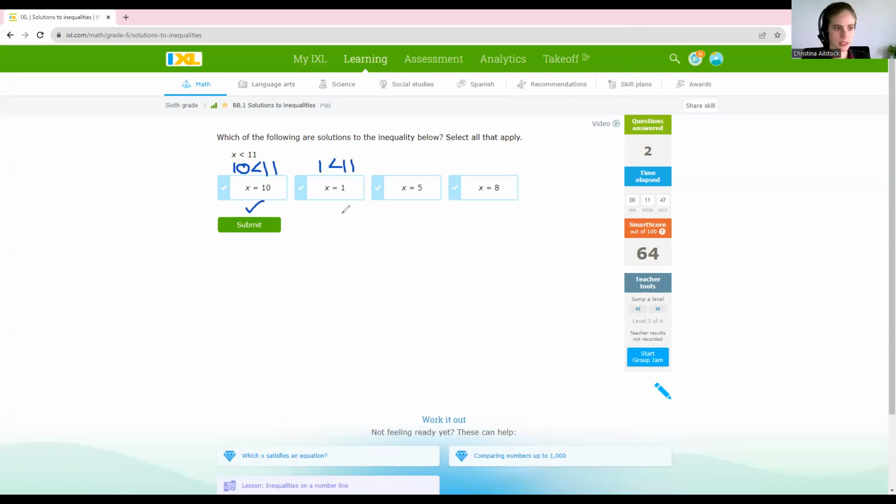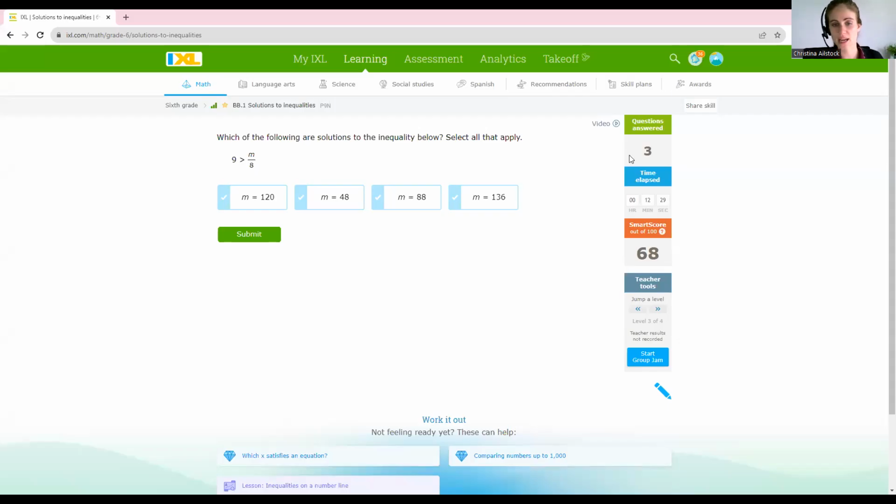Now x is equal to 1. 1 is less than 11. Yep, that works. Now we have x is 5. 5 is less than 11. Yep, that works. And then now we have 8. 8 is less than 11. Yep, that works. So look at this. Last time we only had one answer. This time you need to click all four. So just be careful to double check before you hit submit to make sure you've clicked all the right ones.